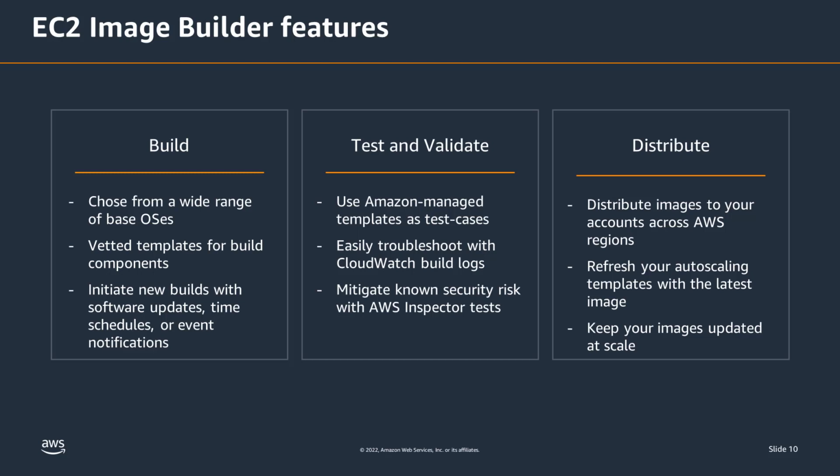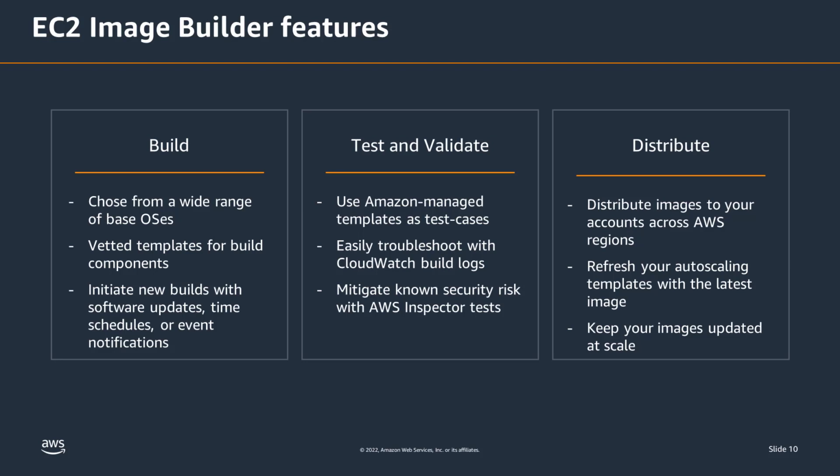Thanks, Sahil. On this slide, we'll again summarize what we talked about in the previous sections on Image Builder. There are three key phases in Image Builder that construct the building blocks of Image Builder automation: the build phase, the test phase, and the distribute phase. In the build phase, we talked about how we have a wide range of base OSs to pick from, and also you can start with your own base image.